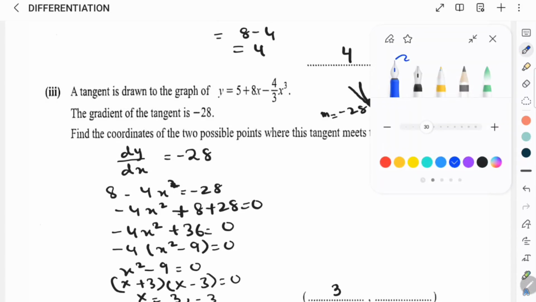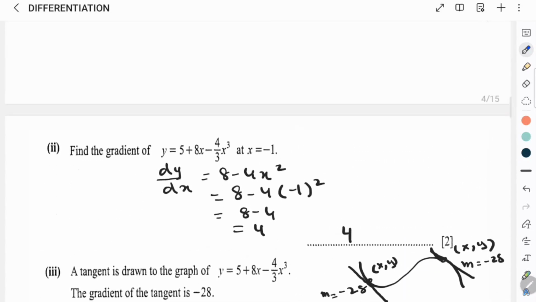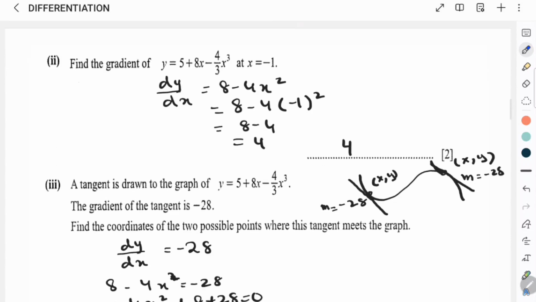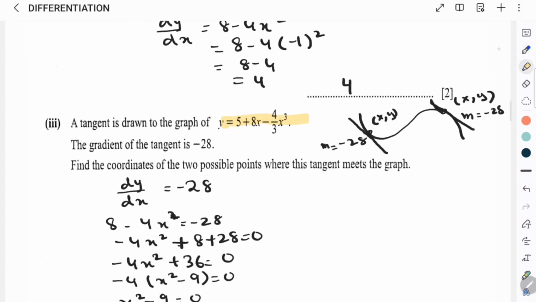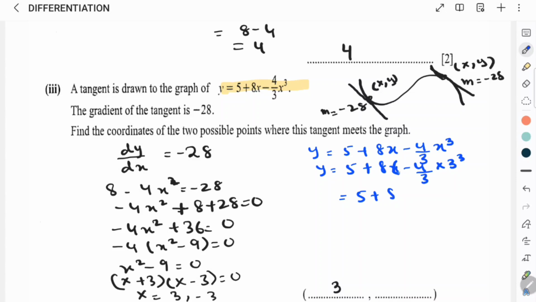Now we are going to find out the value of y. So substitute in the original equation. What is your original equation? Is 5 plus 8x minus 4 over 3 x cube. Okay. So y is equals to 5 plus 8x minus 4 over 3x cube. We are putting first 3. 5 plus 8x minus 4 over 3 into 3 cube, which is 27. 5 plus, okay, here is also 3.